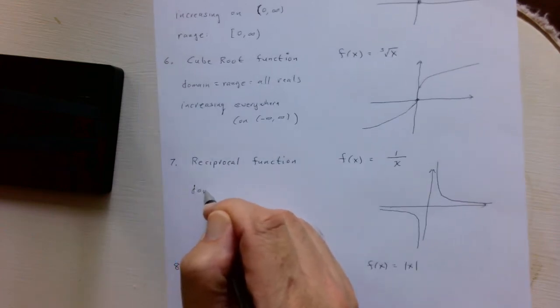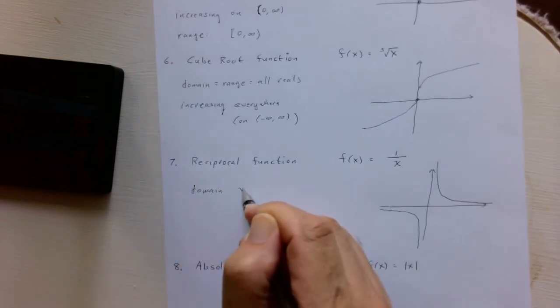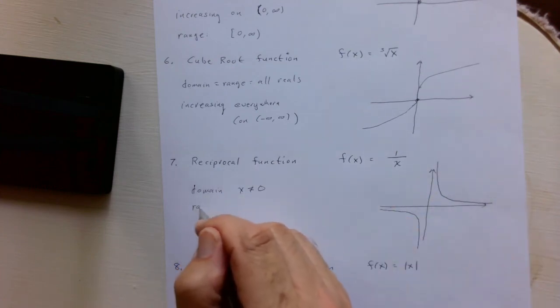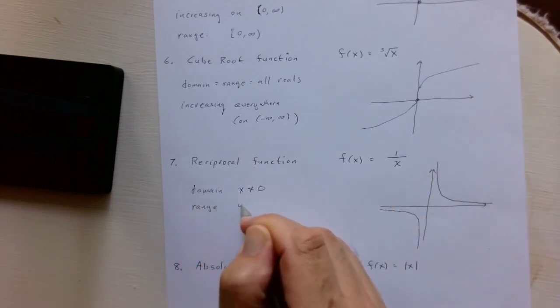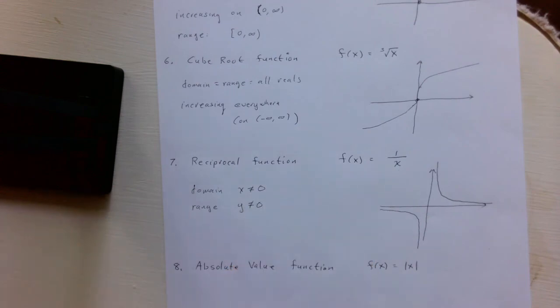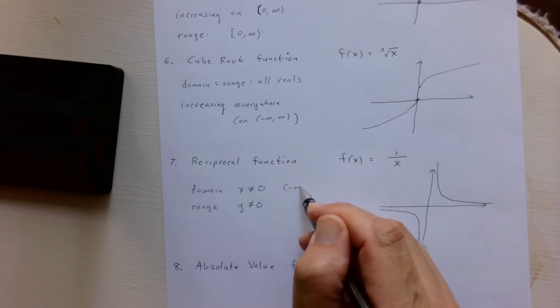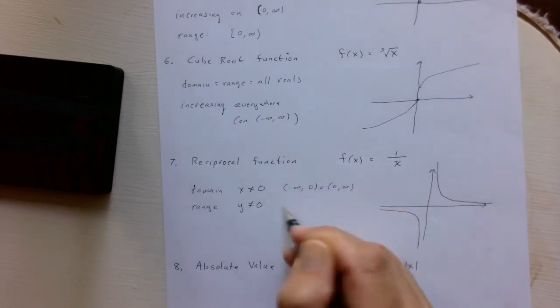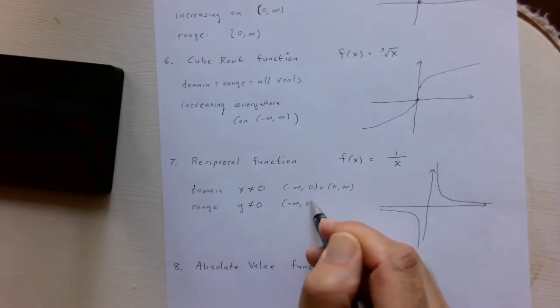The domain would be all x not equal to 0. And the range would be the same way, all y not equal to 0. In interval notation, this would be negative infinity to 0, union 0 to infinity. And the same for the range.